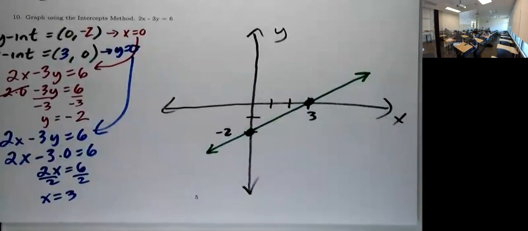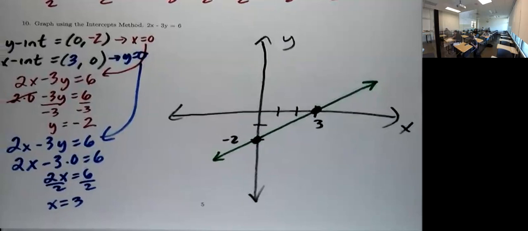All right, everyone was good? Wait, x equals what? 3? Great. And then I'll get that graph real quick. Boom, boom, boom, boom.